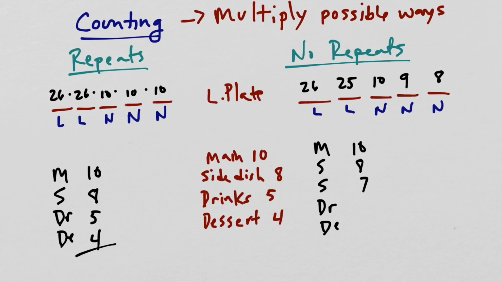Now, if the restaurant allowed you to pick mashed potatoes and mashed potatoes as your 2 sides, well, then you would have 8 and 8. You would still have 5 drinks to choose from, and you would still have 4 desserts to choose from. So you would, again, multiply all that together.